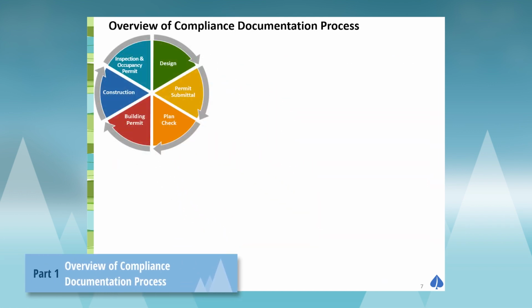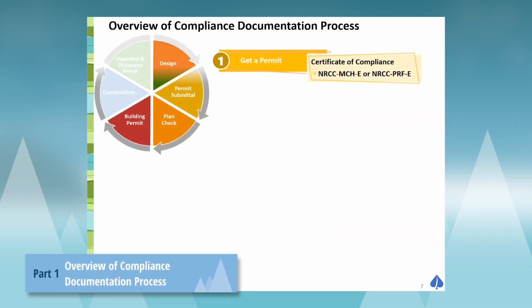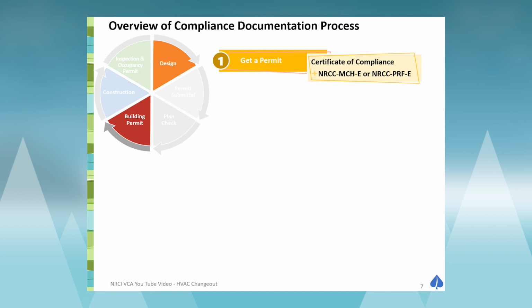While we're designing a project, we should be considering how the Energy Code dictates that design. We are going to support how the design documents meet the Energy Code with the Certificate of Compliance form. The Certificate of Compliance form can either be the prescriptive form for mechanical systems, which is the NRCC MEC-E form, or they could utilize the performance approach for their mechanical systems, which would be included in the NRCC PERF form.